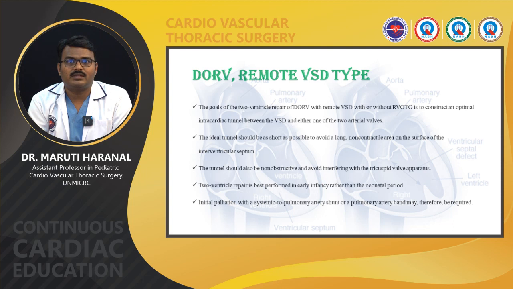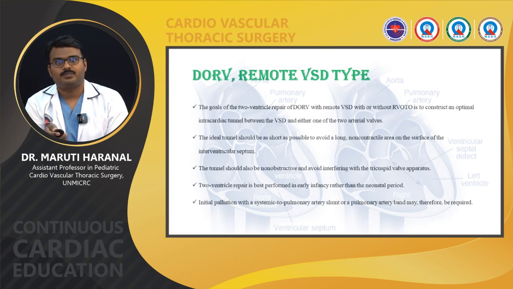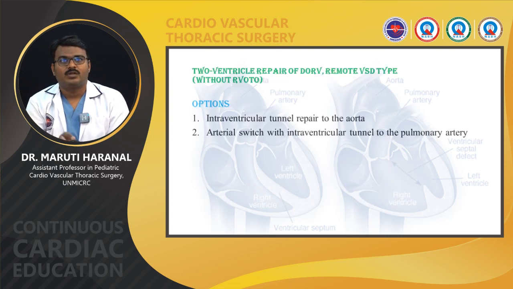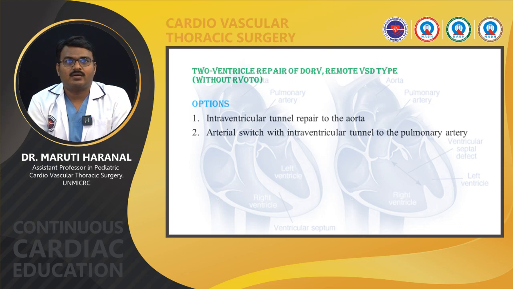Two ventricle repair is best performed in early infancy rather than in the neonatal period. Initial palliation with a systemic to pulmonary artery shunt or a PA band therefore may be required. The options we have are intraventricular tunnel repair to the aorta, arterial switch with intraventricular tunnel to the pulmonary artery.